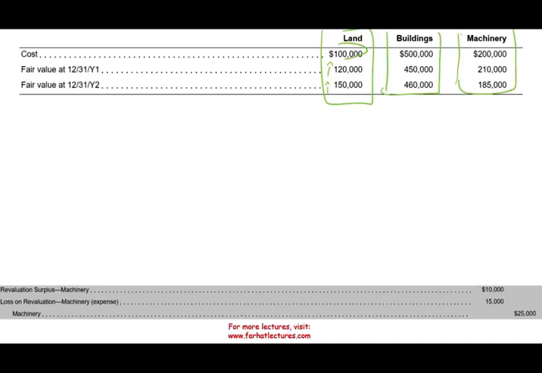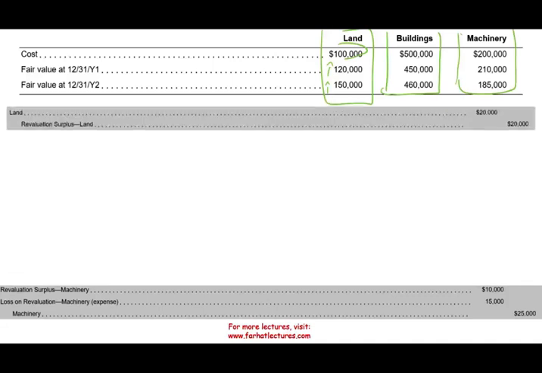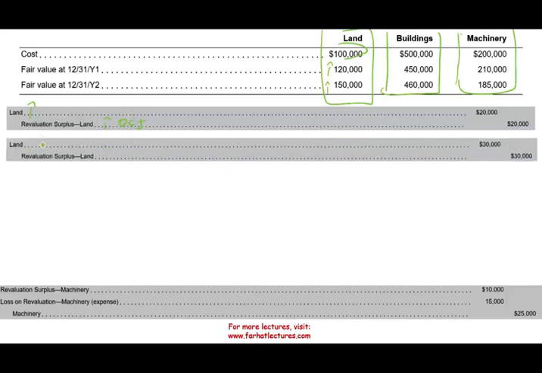So let's take a look at the journal entry. The first year we debit land 20,000, then we credit revaluation surplus. Revaluation surplus, remember, is an OCI account because it's above the cost. Year two, again, we debit land 30,000, and we credit revaluation surplus. Again, we're dealing above 100,000. Pretty straightforward.